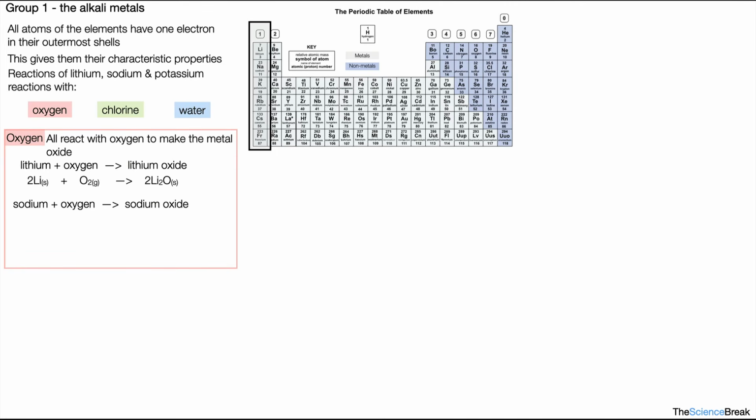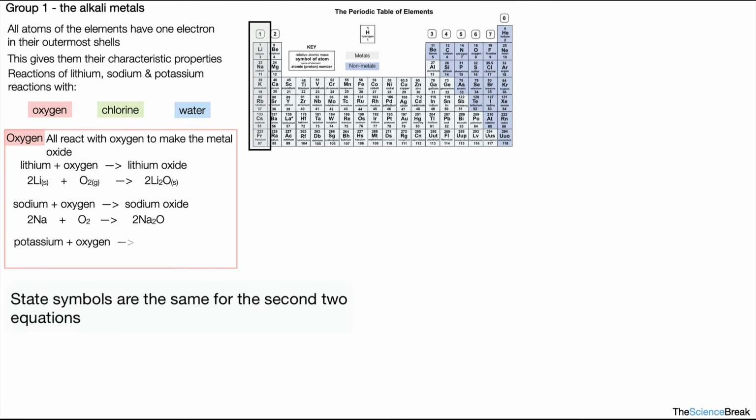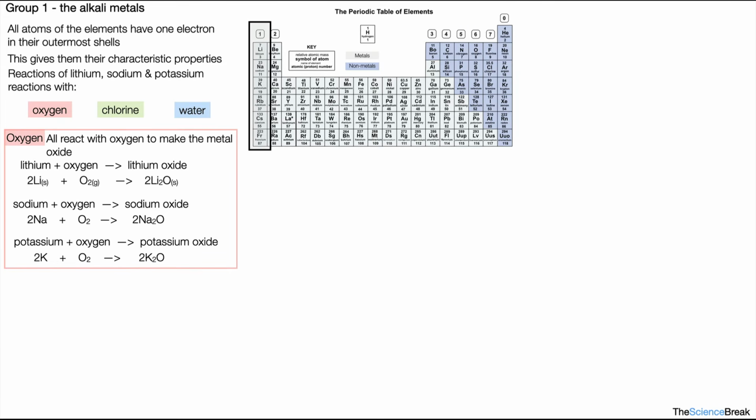Sodium plus oxygen gives sodium oxide. Here's the balanced formula equation for that. And potassium plus oxygen gives potassium oxide. There's the balanced formula equation for that one. All of these are white solids that are produced.